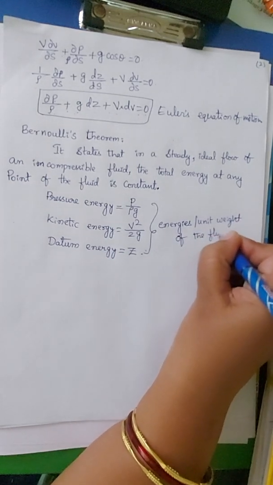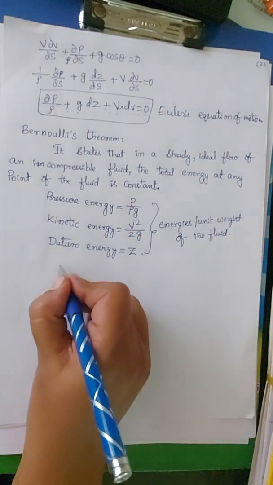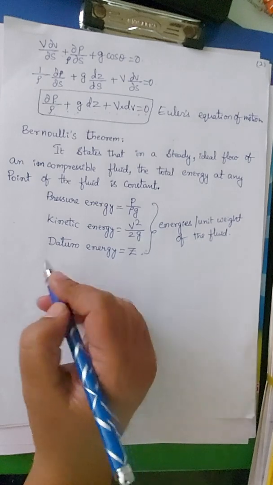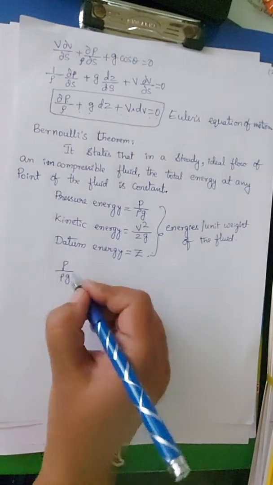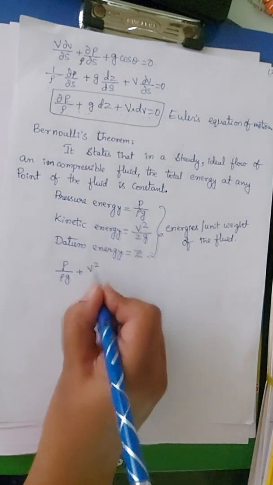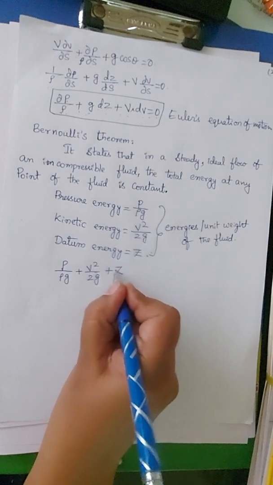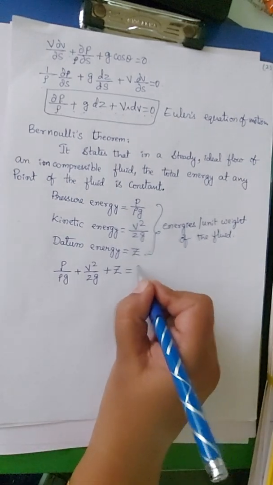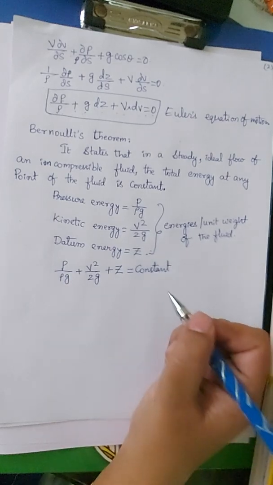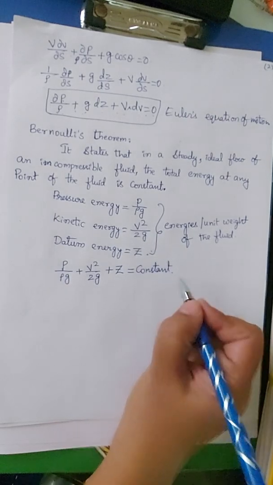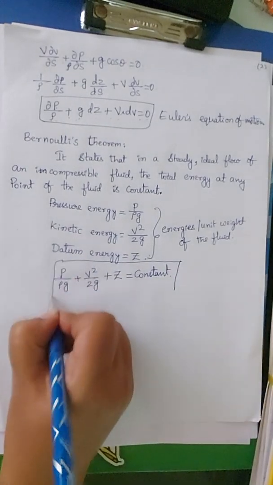So mathematically, we can write Bernoulli's theorem as the summation of all these energies. That is, the first one is pressure energy, P divided by rho g, plus V square divided by 2g, that is kinetic energy, plus datum energy, that is Z. The summation of these three is constant. This is what Bernoulli's theorem is. So now let us derive Bernoulli's theorem.